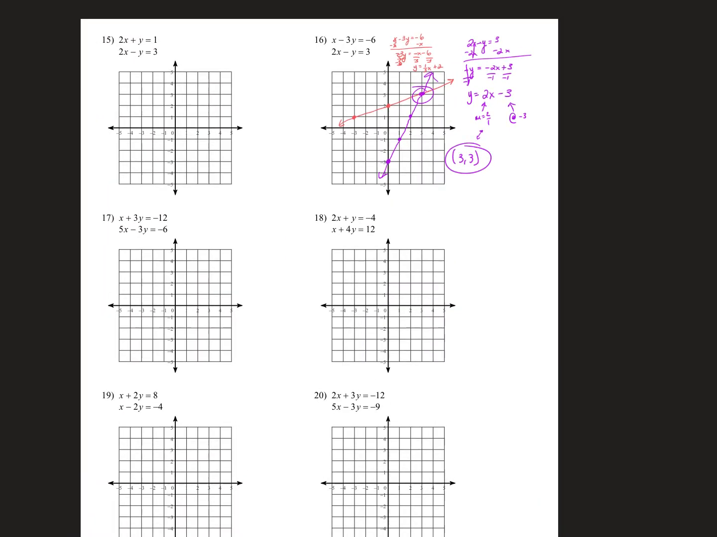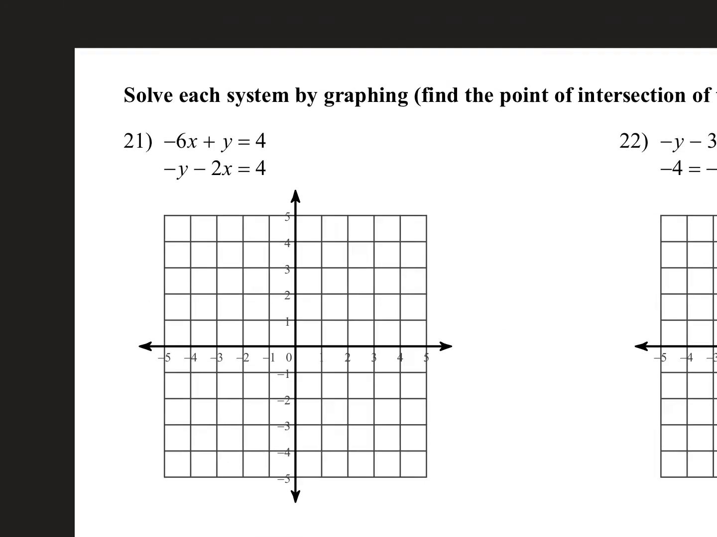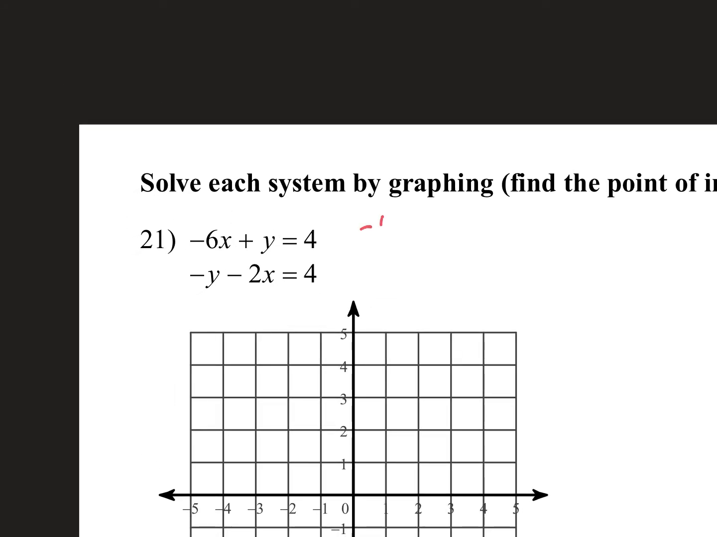Three more. I want to do 21, 23, 29. Let's look at 21. No matter how it looks, guys, you want to do the same thing every time. We want y by itself. So I have negative 6x plus y equals 4. What am I going to do? Add 6x to both sides? Okay, good. So you have y equals 6x plus 4.